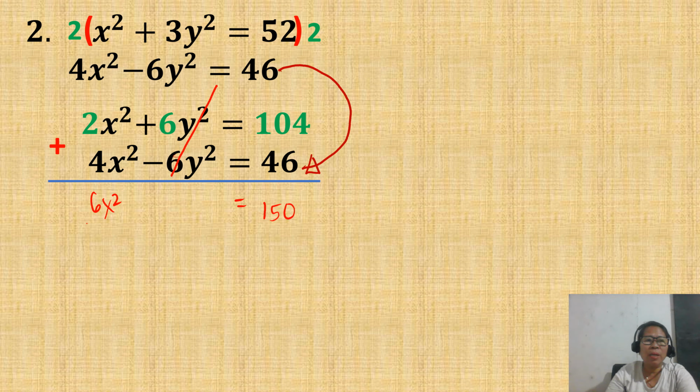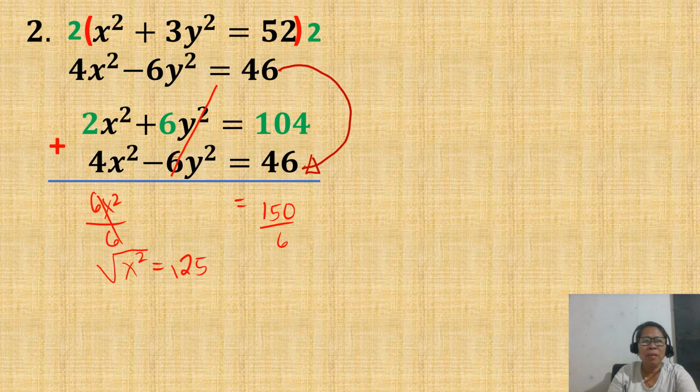To get the value of x squared, we need to divide first by 6. Thus, x squared is equal to 150 divided by 6, which is 25. So to get the value of x, we have the values positive 5 and negative 5. Our first root, or first value of x, is positive 5, while our second is negative 5. So how do we get the value of y?